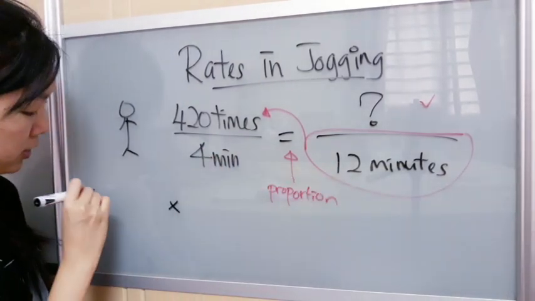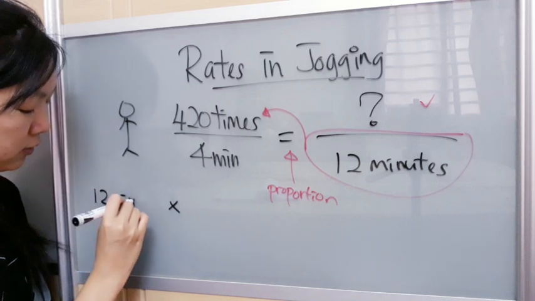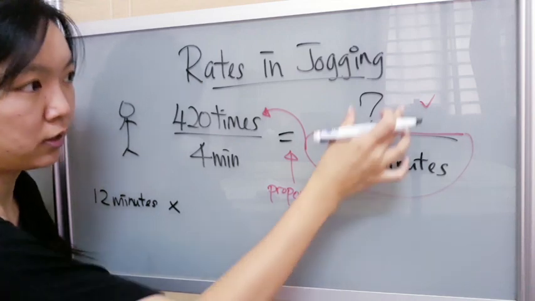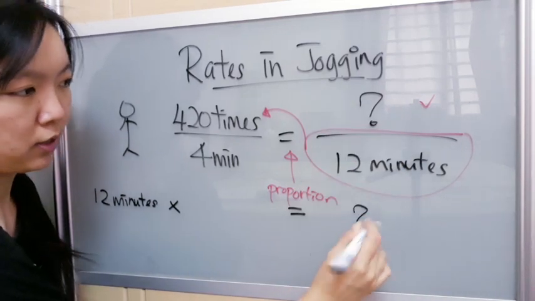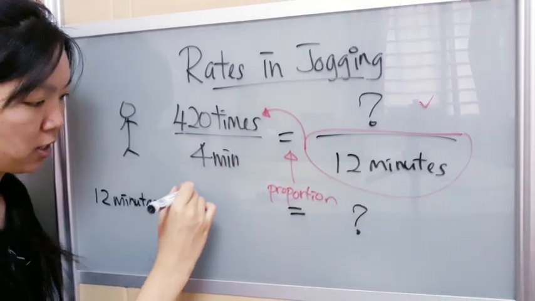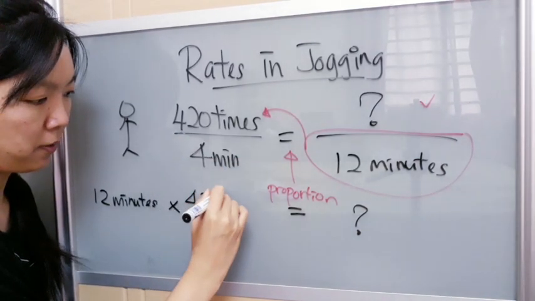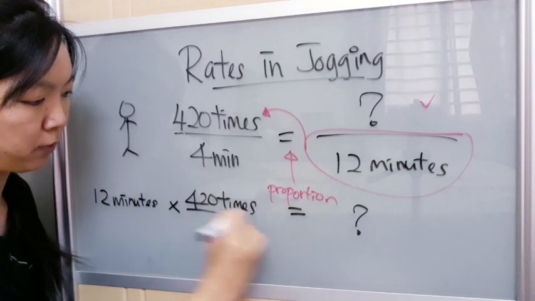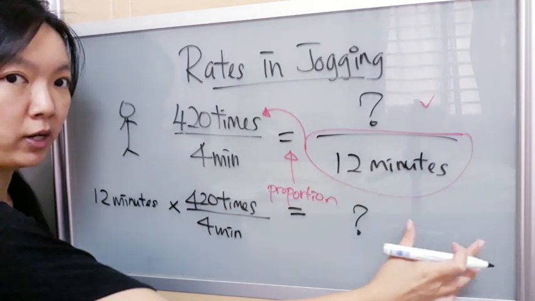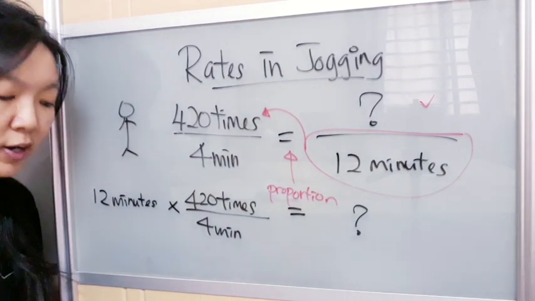So 12 minutes, I'll put it here. Equal, I copy down. Question mark, I copy down. And what is left here? It is untouched, so I copy exactly the same at the bottom. Do I have any more numbers here? No. So it is very close to our answer.